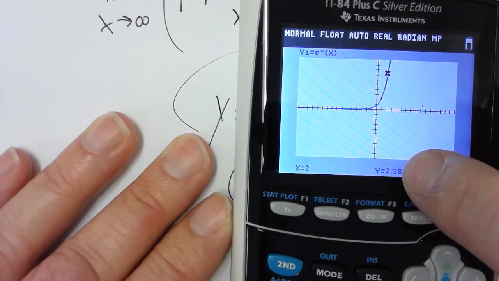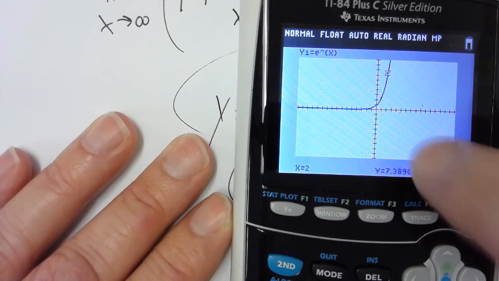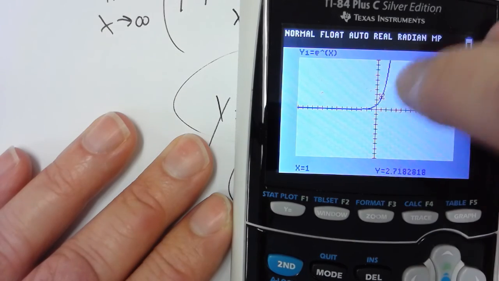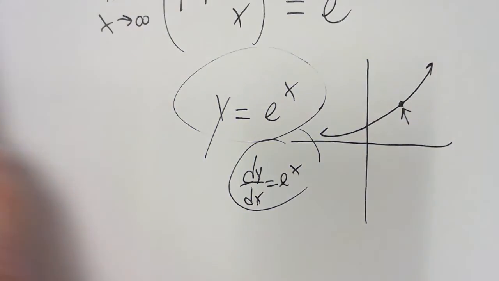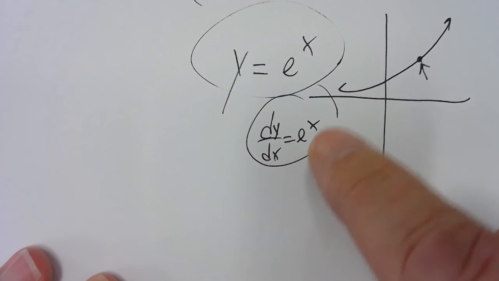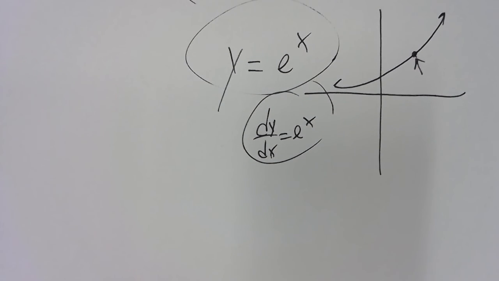So the y value matches the instantaneous rate of change. And if we went to 1, then that's what e is, and the slope right there is 2.7. It's the only function that does that, which is pretty amazing. So the instantaneous rate of change on e to the x is e to the x, and it's the y value, the output of the function.